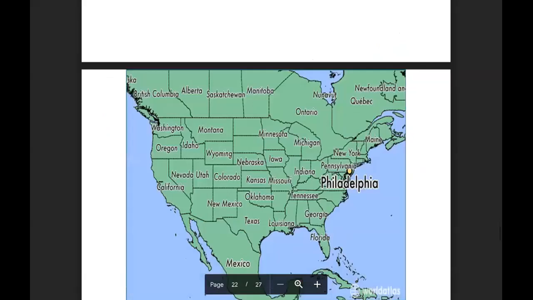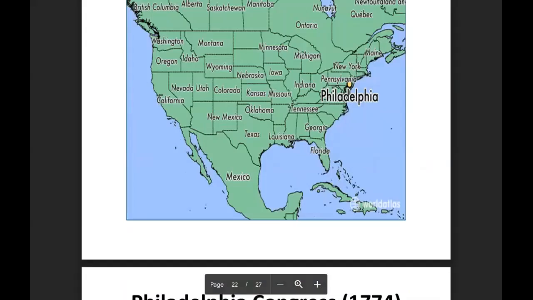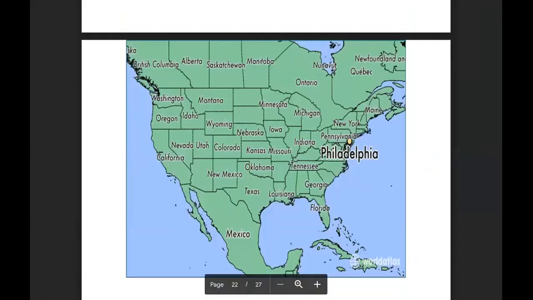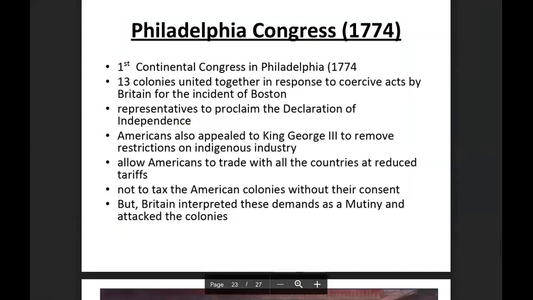Okay, in Pennsylvania, you can mark Philadelphia. Philadelphia is also on the eastern coast. Okay, Philadelphia Congress. This is the end of the American Revolution. The Philadelphia Congress happened in 1774. It is also known as the First Continental Congress, because we have a second and third coming up. In the coming discussion, we'll talk about that. So Philadelphia Congress, please link to First Continental Congress.